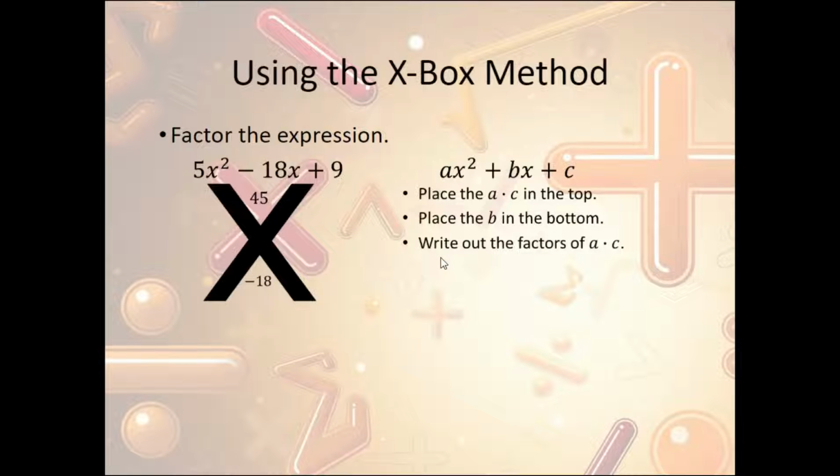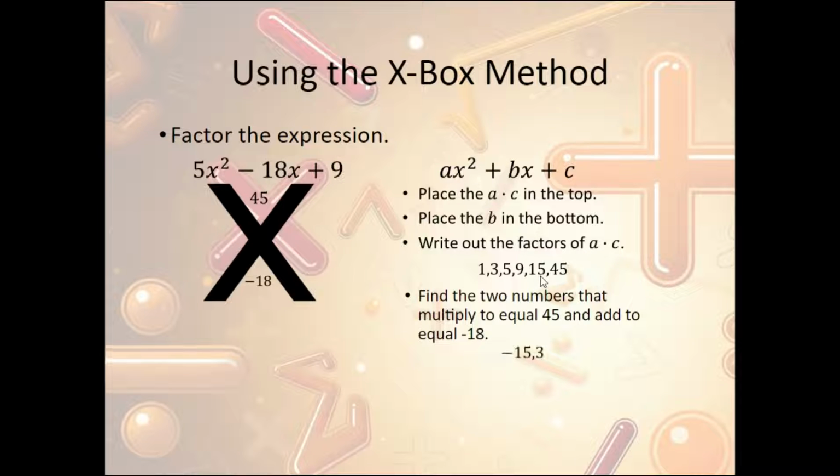And then we're going to write out the factors of a times c. So what are the factors of 45? Well, we can see that the factors are 1, 3, 5, 9, 15, and 45. So now which one of those is going to add up to be -18? Well, this is positive, so we know that the signs have to match. So we need two of them that are going to add up to be 18, which we can see would be 3 and 15. So that would be -3 and -15, because that'll give us -18 total. So we have -15, and this should be -3.